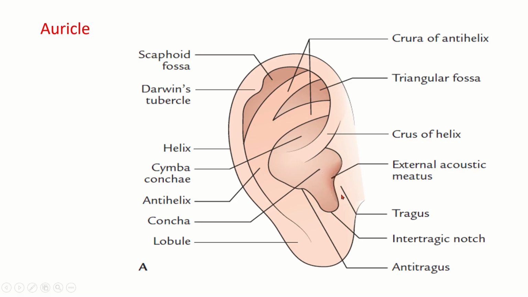Here you can see this is the tragus, and this is the antitragus, separated by the intertragic notch. This is the fibrofatty filled ear lobule.